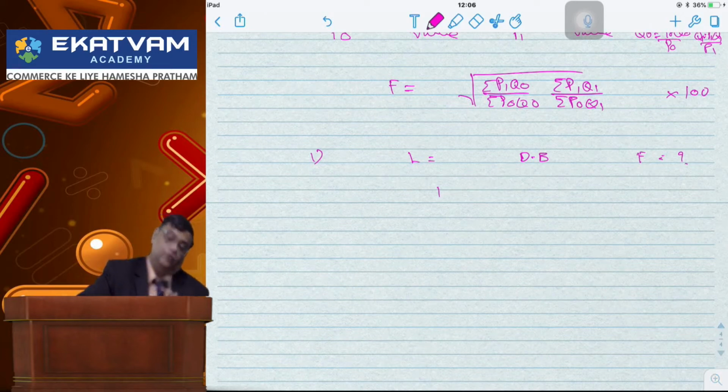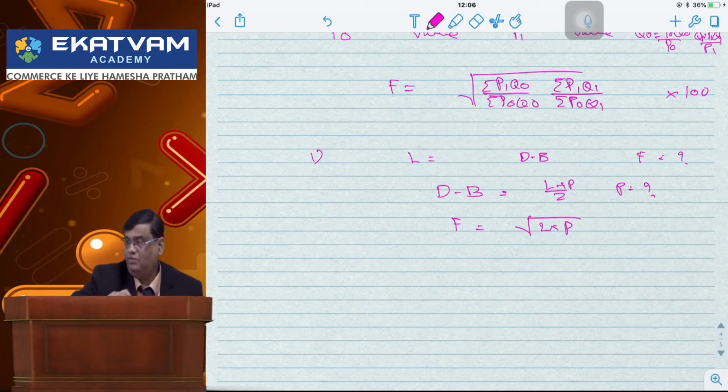How? So from Drobisch-Bowley, which is (L plus P) upon 2, I can find out P equal to what? And then Fisher will be equal to root of L into P. Very simple.